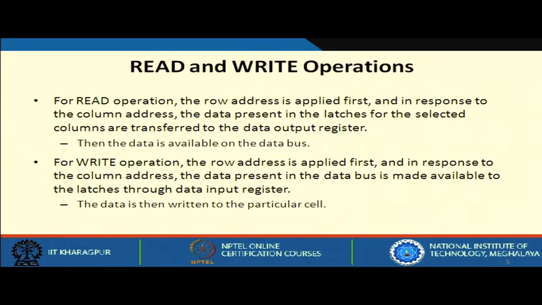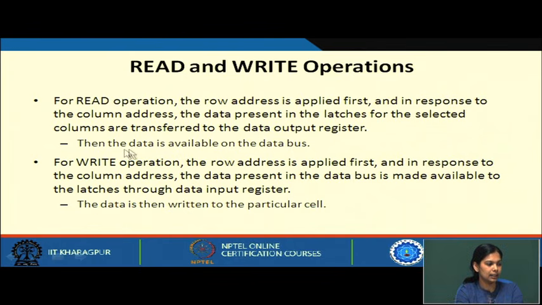In response to that particular column address, the column data are selected and stored in the data output register. From this data output register, it is then transferred to the data lines finally. Then the data will be available on the data lines, that is the data bus, and then it goes to the processor.